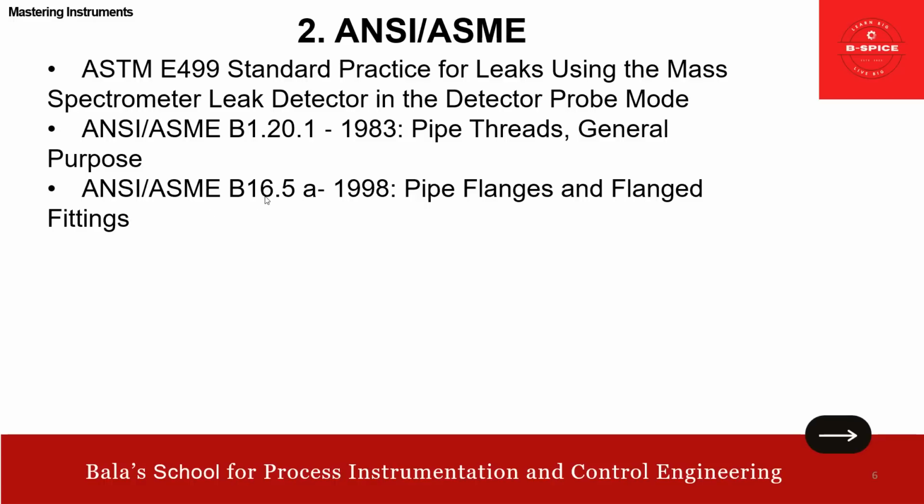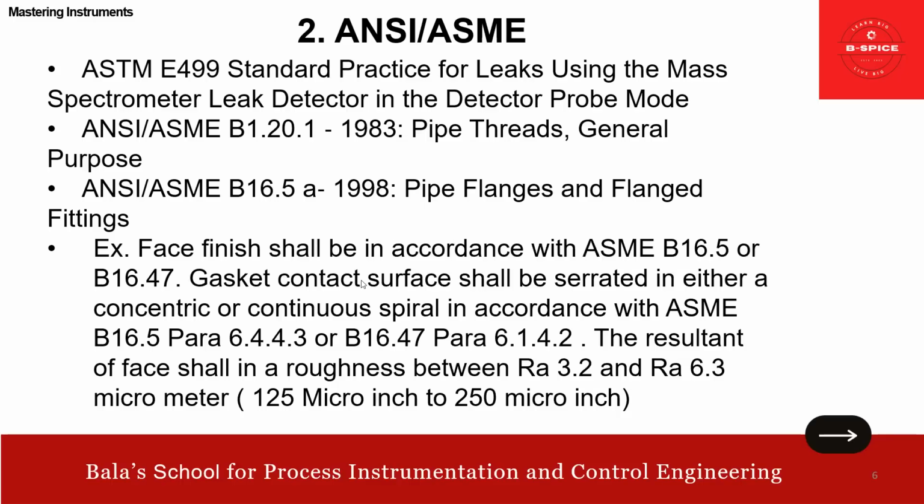Then ASME B16.5A talks about pipe flanges and flanged fittings. This is the difference. B16.5A talks about pipe flanges and flanged fittings. For example, a bit of explanation: face finish shall be in accordance with ASME B16.5, or B16.47.